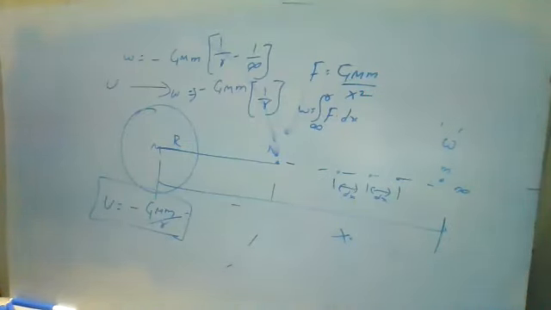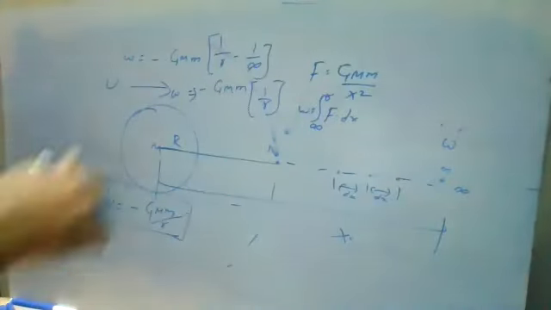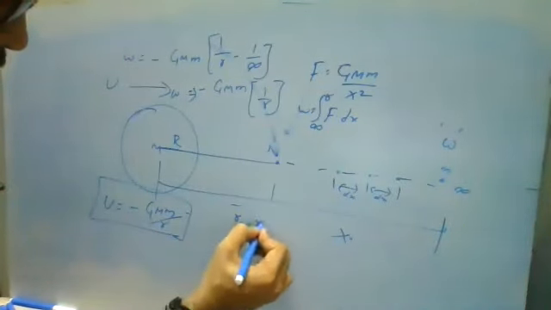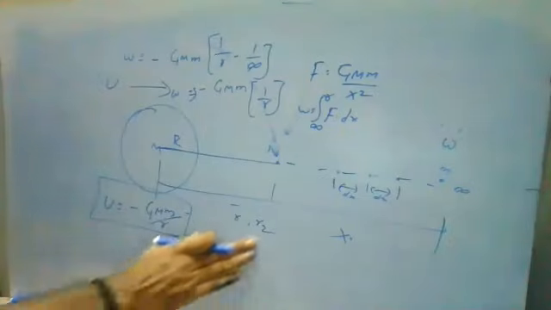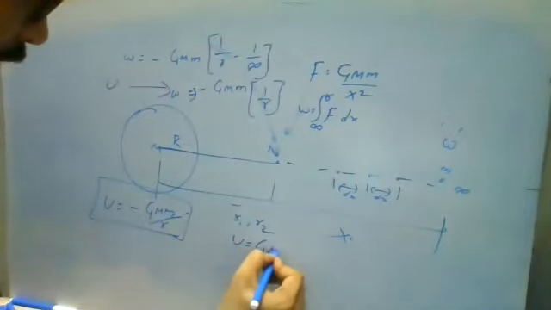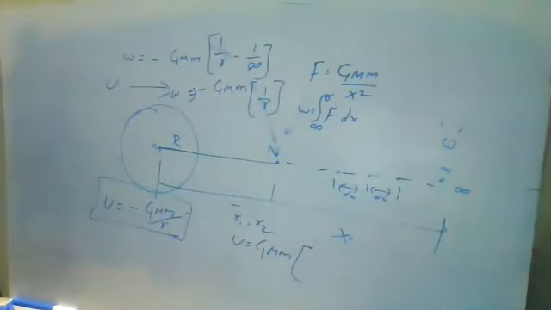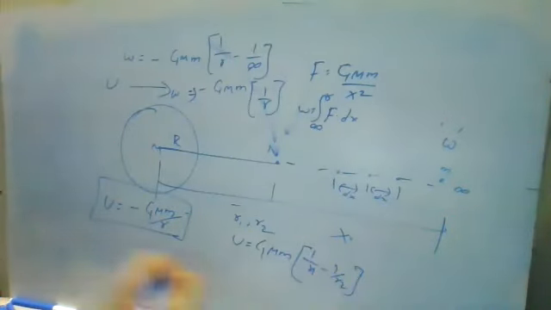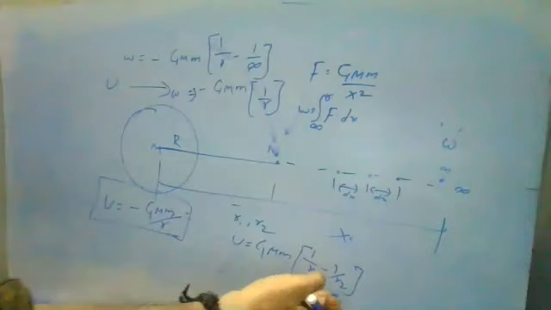Suppose, for example, there is one more case. If it is not at infinity location, but at r1 and r2, that moment it varies between r1 and r2. So from this relation, U becomes G capital M small m into 1 by r1 minus 1 by r2. I have substituted the minus, so it should be 1 by r2 minus r1. When I remove the minus, it is 1 by r1 minus 1 by r2.